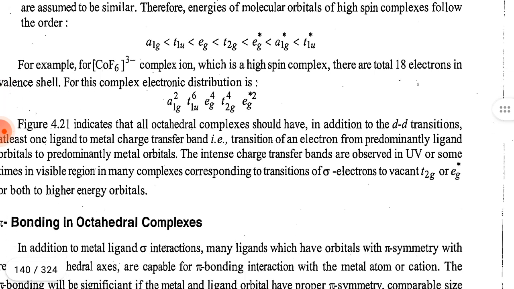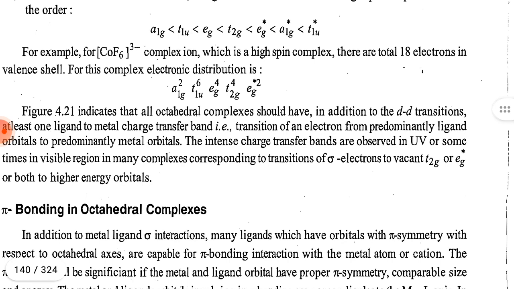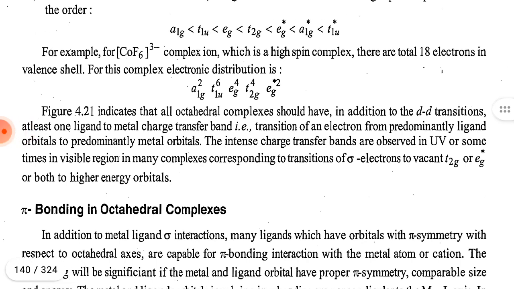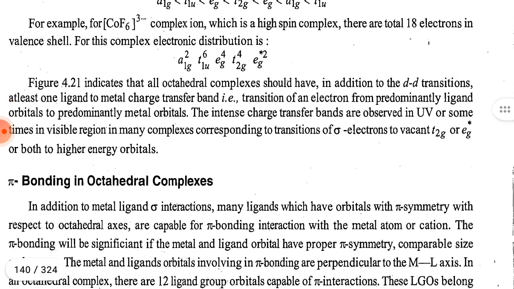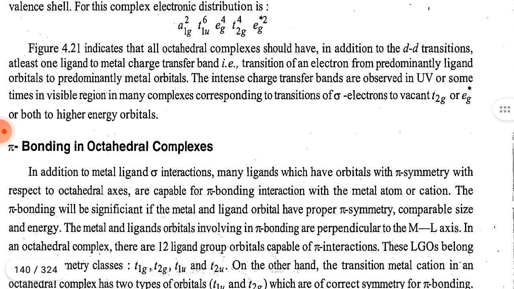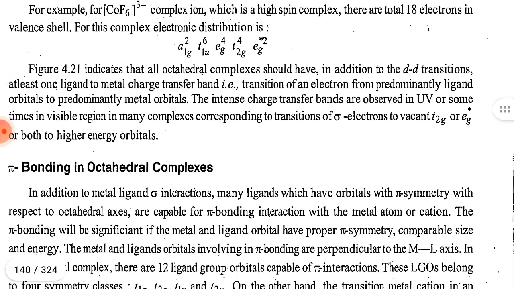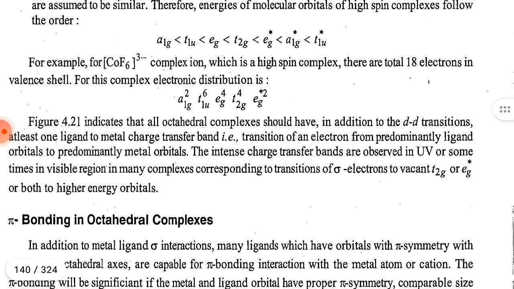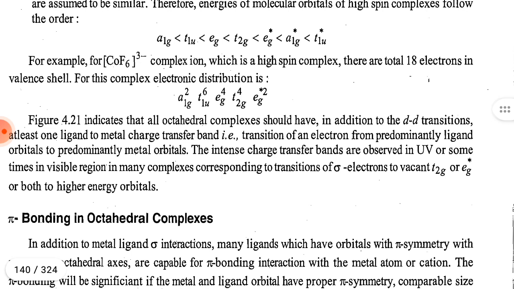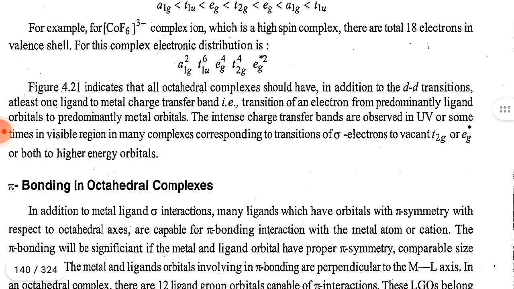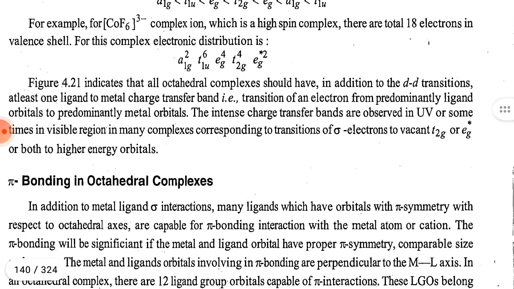For example, for the [CoF6]3- complex ion, which is a high spin complex, there are a total of 18 electrons in the valence shell. For this complex, the electronic distribution is a1g^2, t1u^6, eg^4, t2g^4, eg*^2.